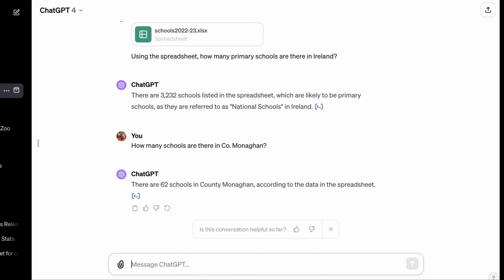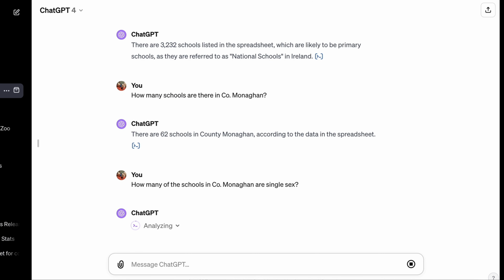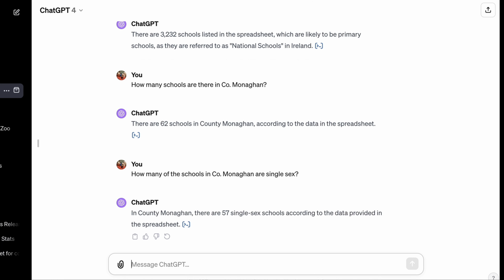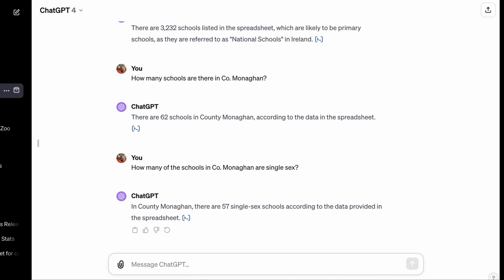I'm going to ask a harder question now, and this is where it comes into its own. How many of the schools in County Monaghan are single sex? We're starting to move into data that I'm interested in, and we'll see what it comes up with. I'm only giving it bare information, so let's see what we get. It's a harder question, but it seems to have the answer. It says there's 57 single-sex schools.